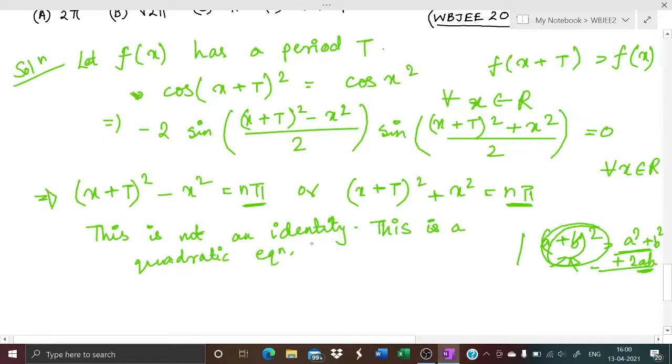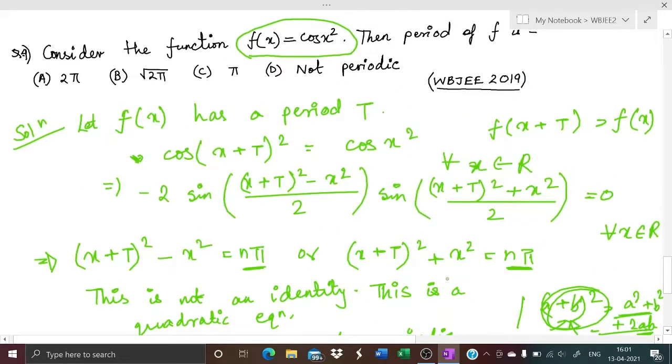Therefore, this is false. So this implies that f of x does not have any period at all. f of x is not periodic. So it can happen that the question asks for the period, but sometimes the function is not itself periodic. If it is not periodic, then where will the period come from? The period will not exist. So option D is correct for this question. Okay, I hope you understand.